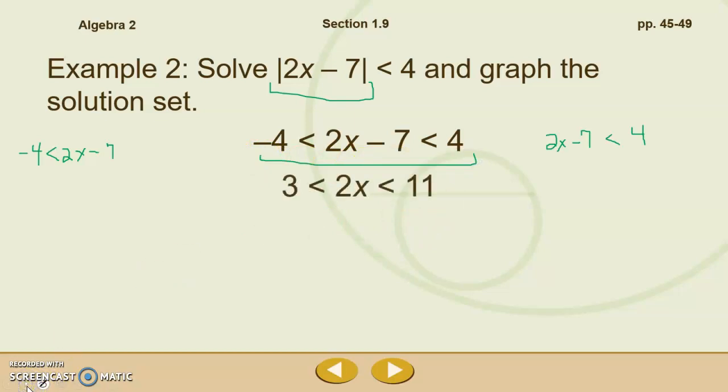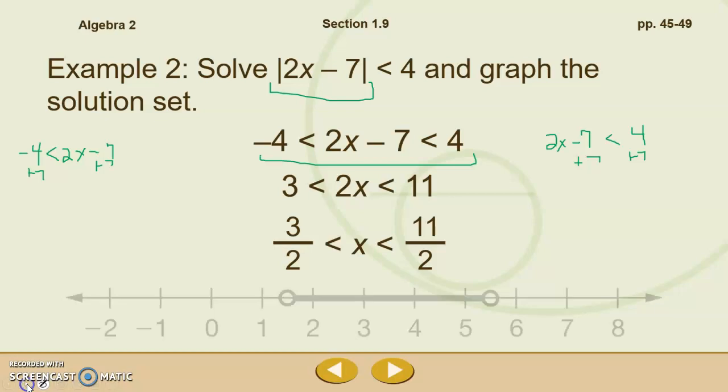We need to get that x by itself, and we're going to do that by moving our terms. In this case, adding 7 to both sides. Do the same over here. And after we've added 7 to both sides, we need to get rid of the 2 in front of the x, and we do that by dividing by 2. And what we end up with is x is less than 11 over 2, but greater than 3 over 2.